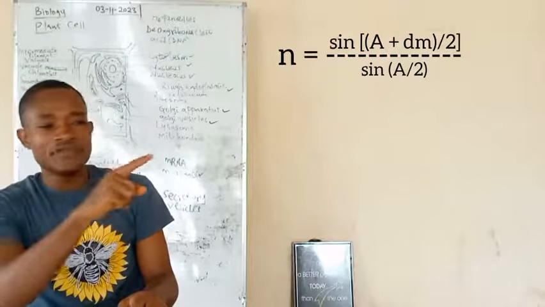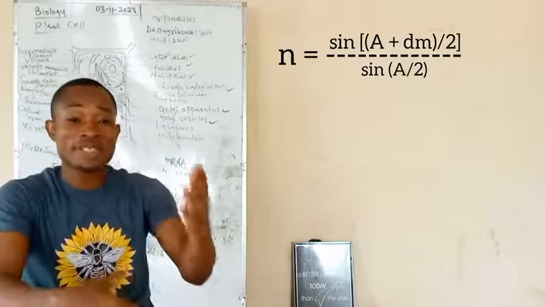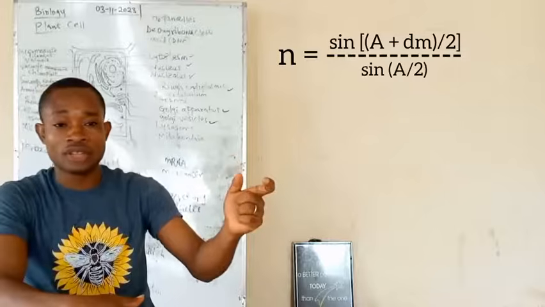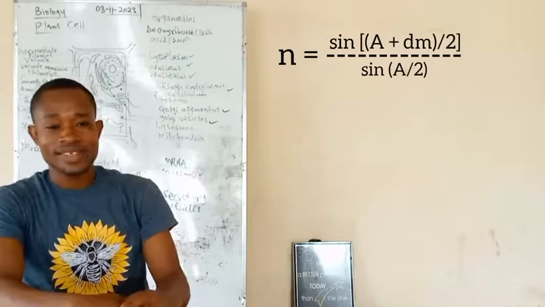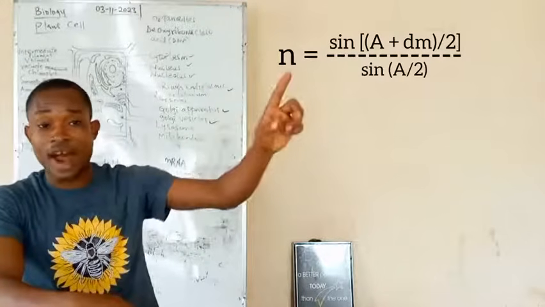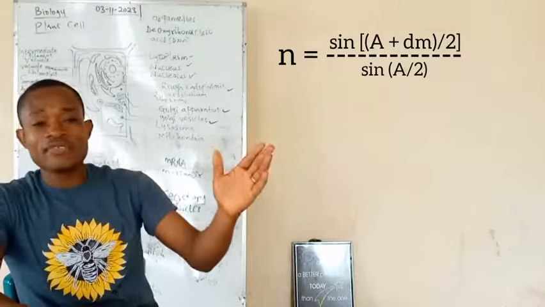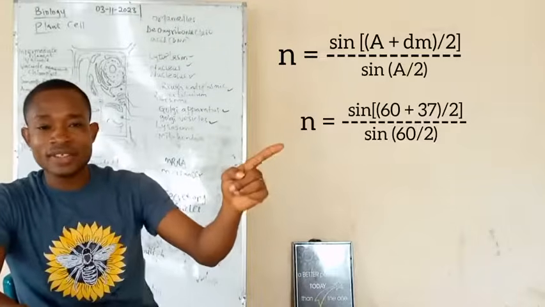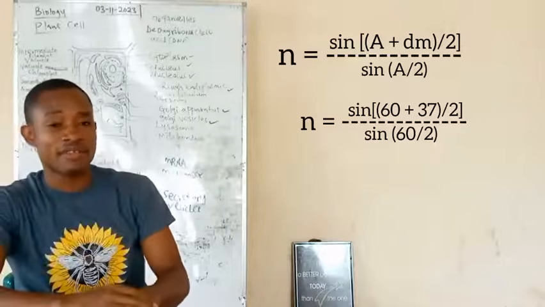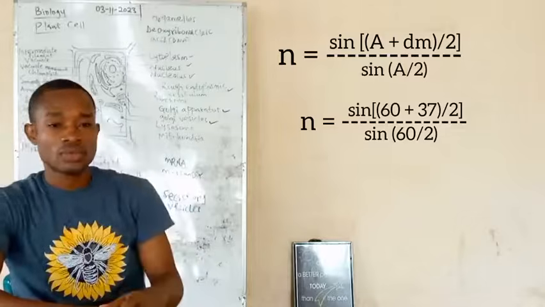Now, all we need is the value of the refracting angle A, which from our experiment is 60 degrees, and our angle of minimum deviation, Dm. From this second graph, that is a curve, the angle of minimum deviation is equal to 37 degrees. Our refractive index n will now be equal to sine of (60 plus 37) over 2, divided by sine 60 over 2.